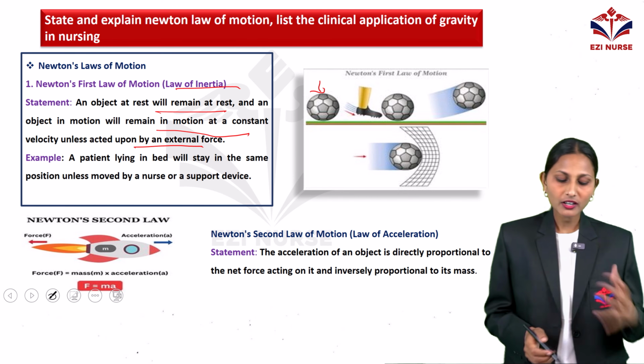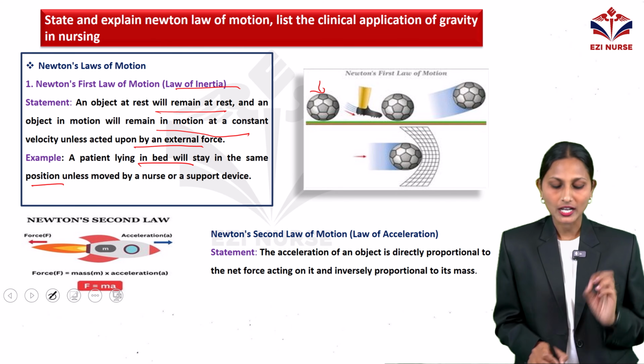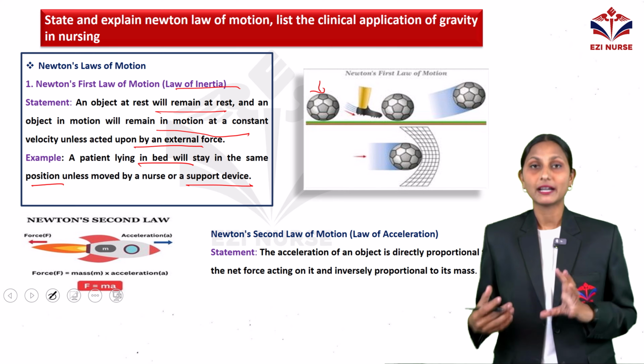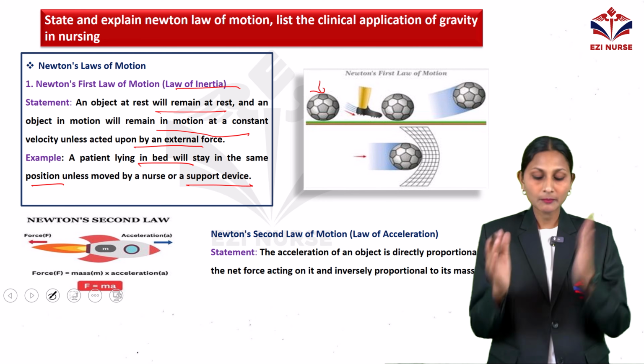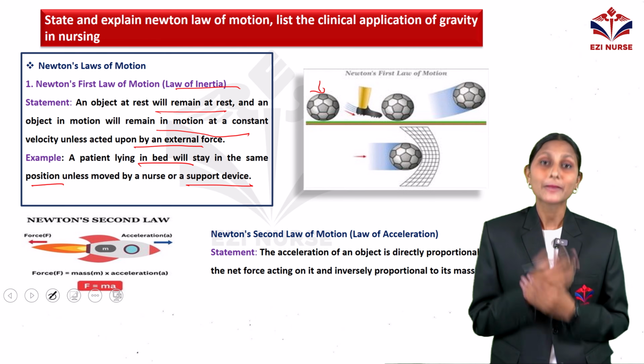The example in nursing is that a patient lying in the bed will stay in the same position unless moved by the nurse or a support device. The patient stays in the resting position unless and until we give the patient a position.